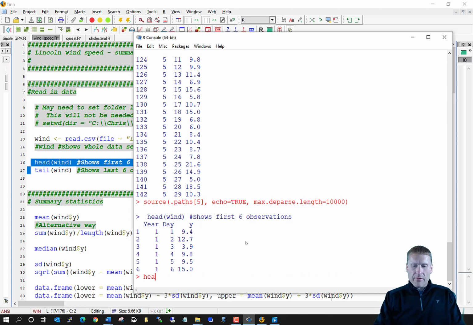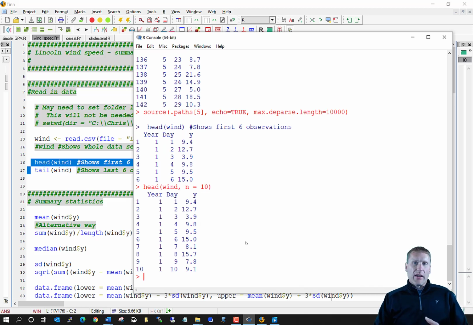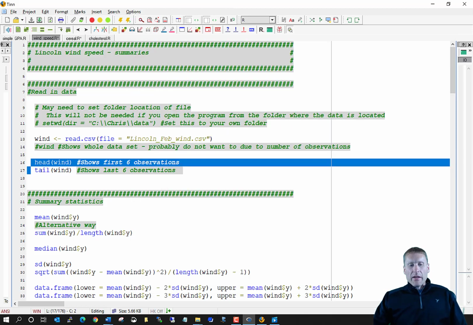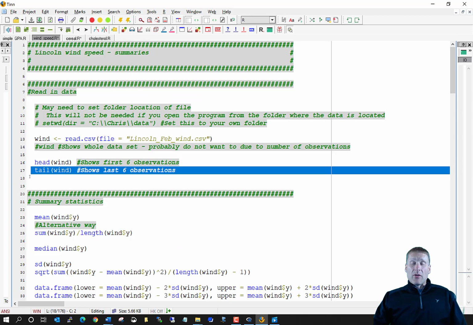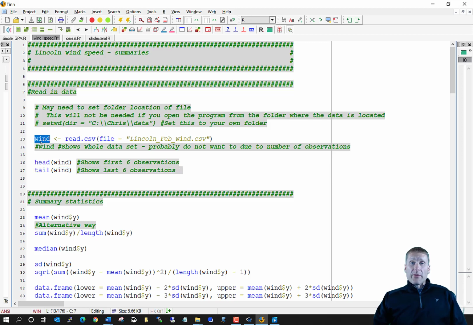Let's see here. With head, you get the first six observations by default. You can change that by using the n argument. So if I want the first 10, I use n equal 10. There's also a function called tail, which gives you the bottom six observations by default in the data set. Do note that wind here is actually, in R's terminology, a data frame.